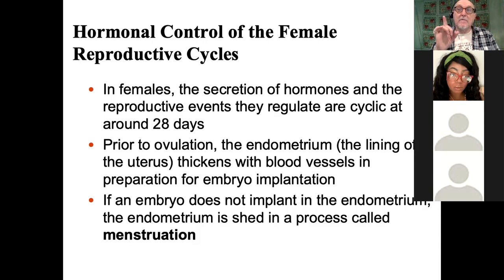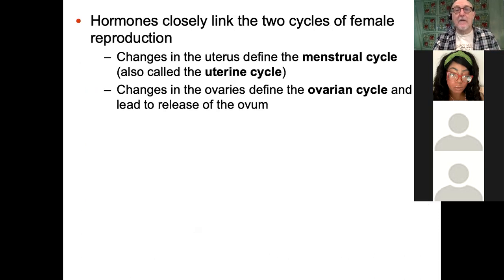And that gives us a way of dating everything that we're going to talk about. And that is from day one. Day one is the first day of bleeding. It's the first day of shedding of the endometrium. So that's an important point.